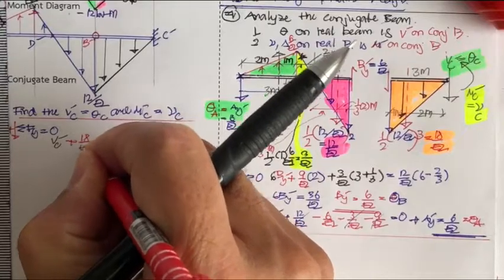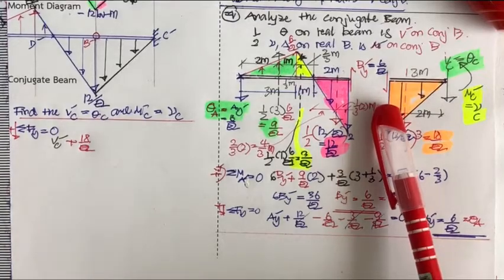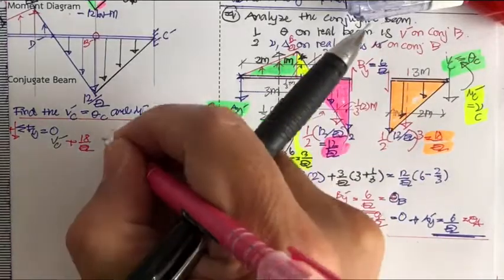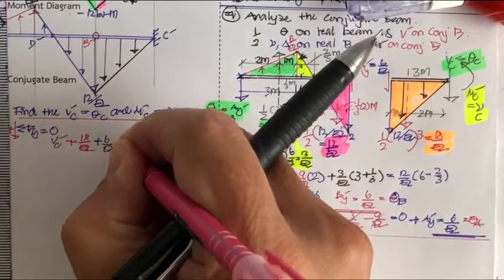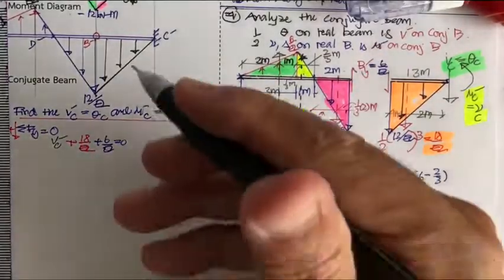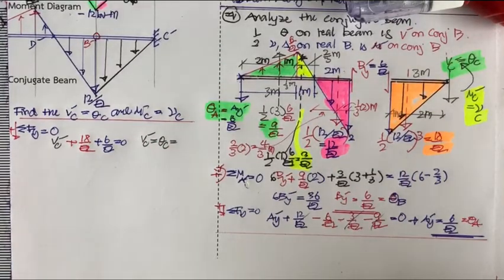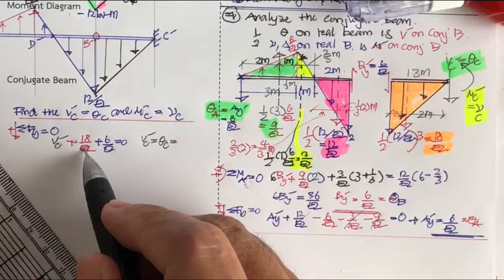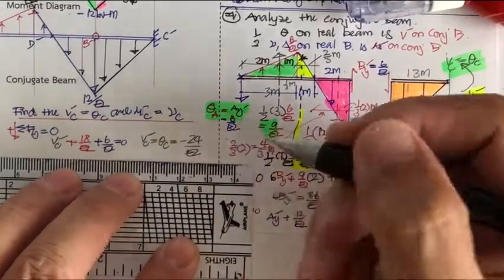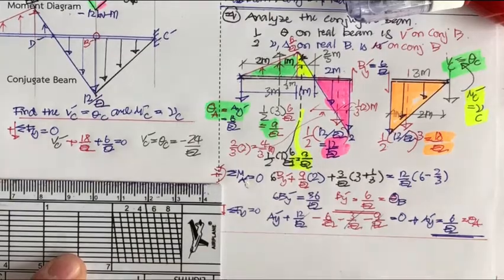And this one downward also plus 18 over EI is downward. And also this is downwards plus 6 over EI and then equal to 0. So we have V sub c prime equal to zeta sub c, and then equal to this one is going to be minus 24 over EI. Okay, that is the shear.